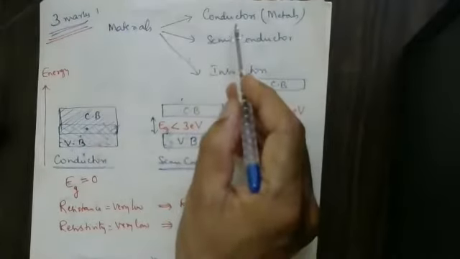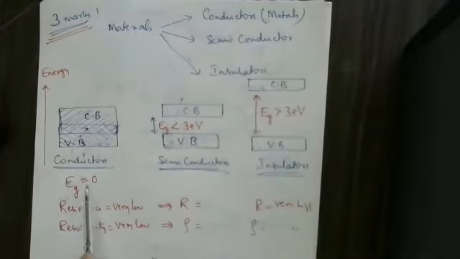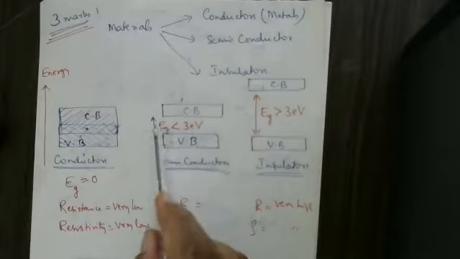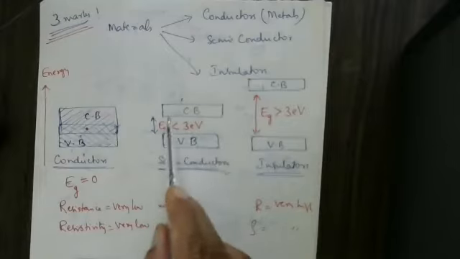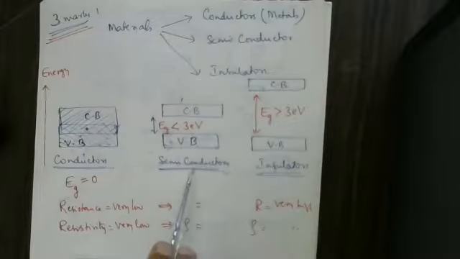Conductors have a good amount of conductivity, and the energy gap between the valence band and the conduction band is equal to 0. Resistance is very low. Resistivity is also very low. Whereas in semiconductors, there is an energy gap between the valence band and the conduction band. The energy gap is very small, less than 3 eV. The resistance of a semiconductor is a little bit higher compared to this. Resistivity is also more than this.